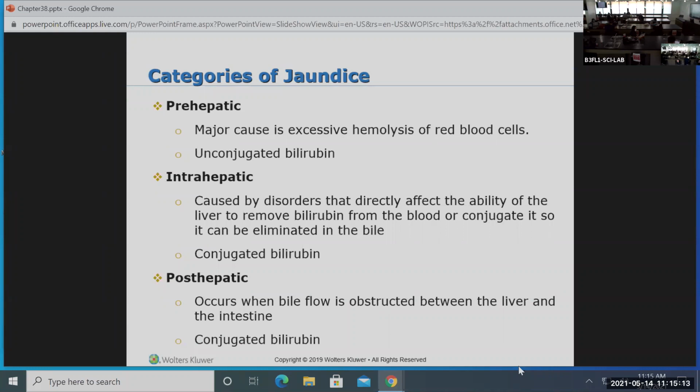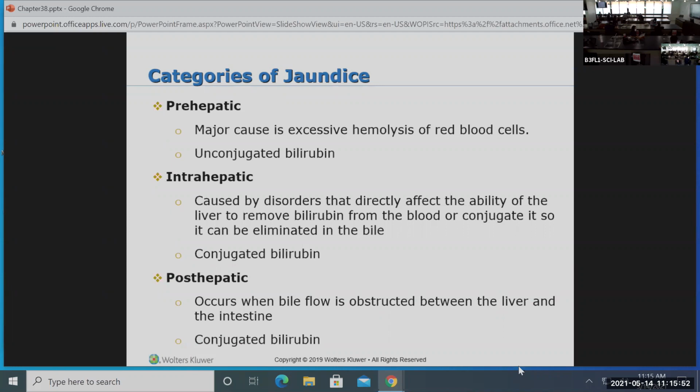That is something wrong within the liver itself. It's caused by a disorder that directly affects the ability of the liver to remove bilirubin from the blood or to conjugate it so it can be eliminated from the body. In the PowerPoint it says conjugated bilirubin, but in intrahepatic jaundice we see both conjugated and unconjugated bilirubin go higher than normal.